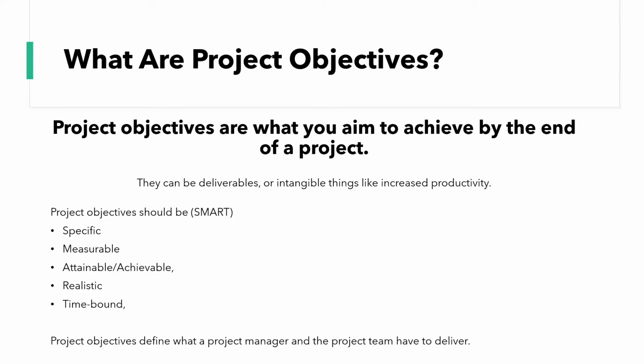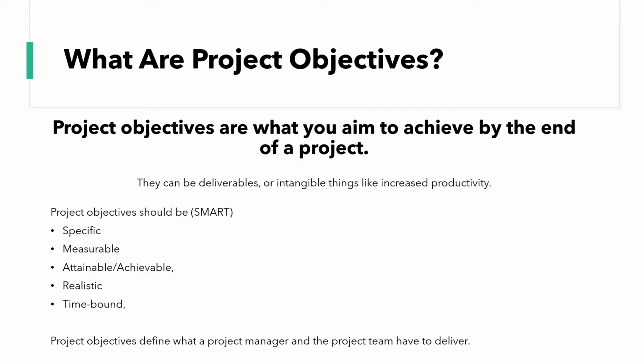So first and foremost, what are project objectives? Well, project objectives are what you aim to achieve by the end of a project. It's as simple as that. Now, they can be deliverables or intangible things, such as increased productivity or even motivation.